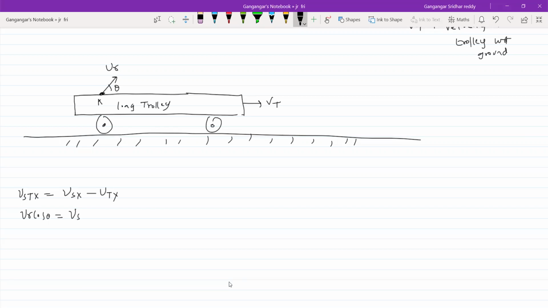Velocity of stone with respect to ground along x-axis, we don't know this. Velocity of trolley along x-axis is VT. Substitute all this with sign. Towards right, I'm taking positive.